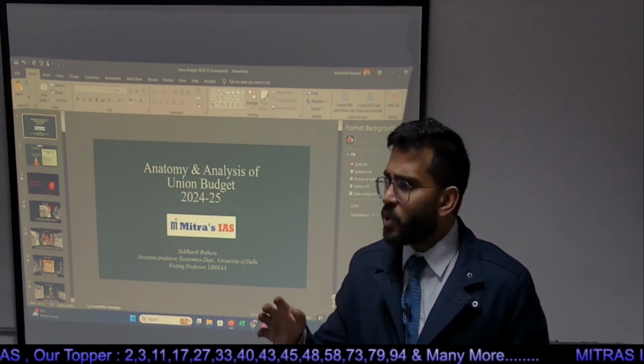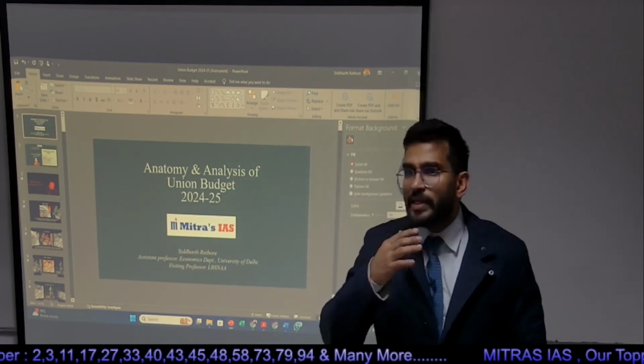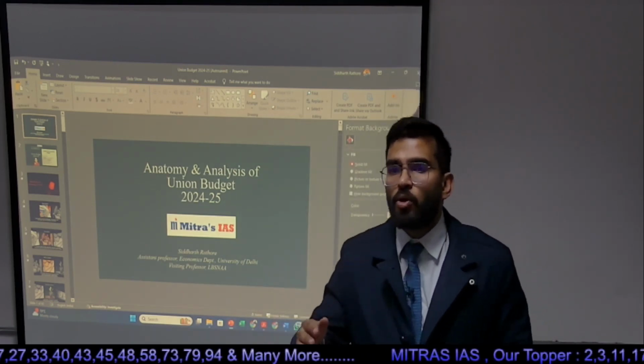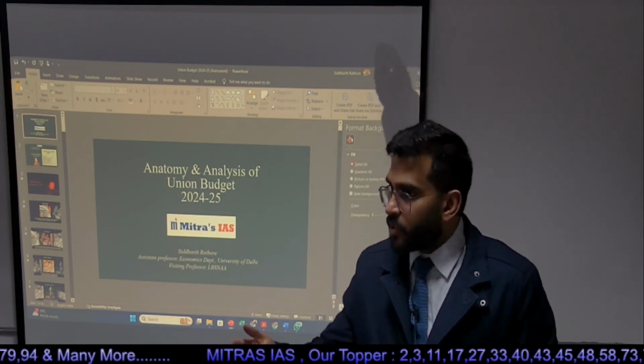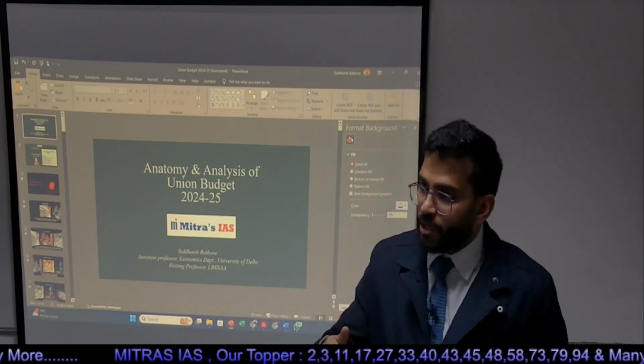There was a question last year which was a direct question from the budget, talking about differentiating between capital receipts and revenue receipts. So the capital side of the budget versus the revenue side of the budget.